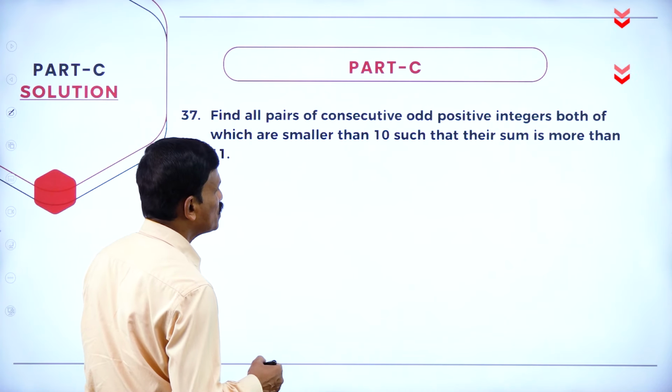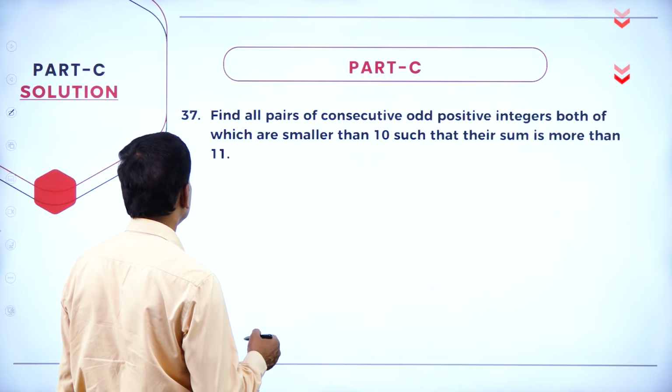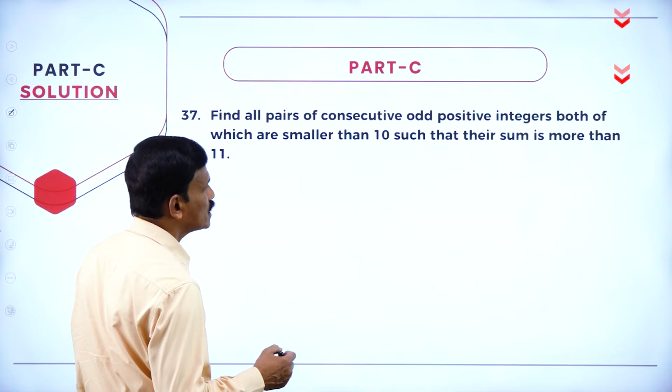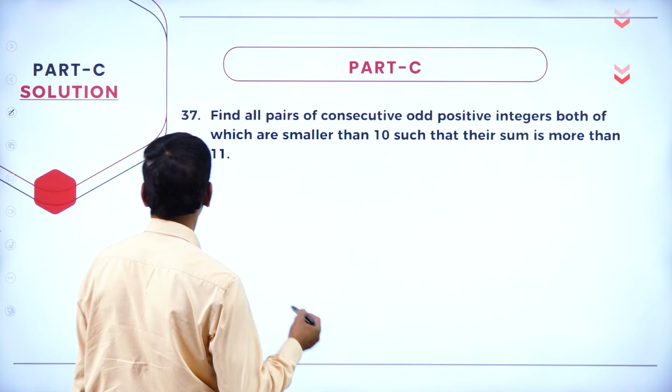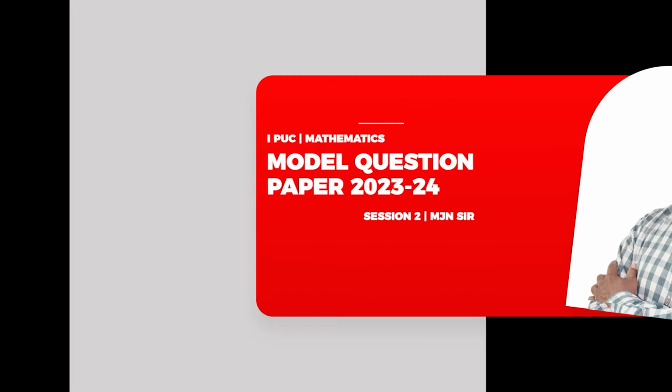Find all pairs of consecutive odd positive integers, both of which are smaller than 10, such that their sum is more than 11. This is also an important problem.